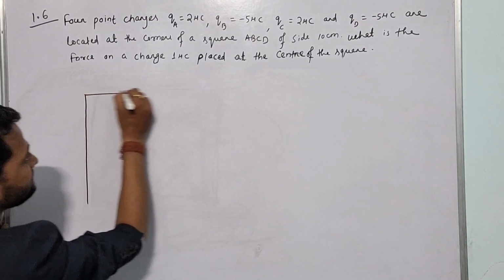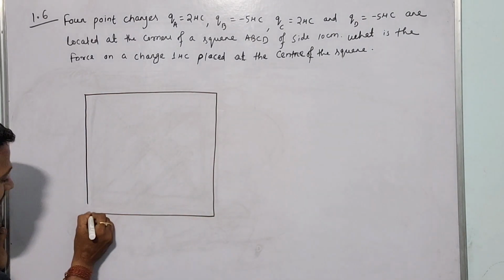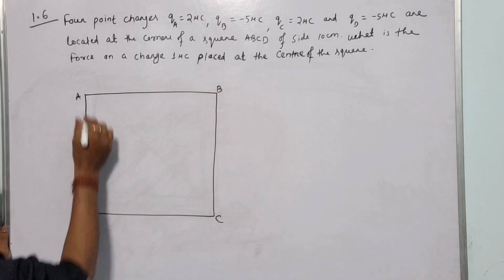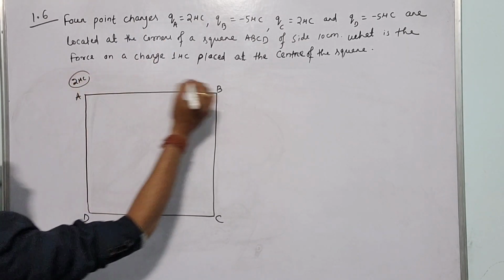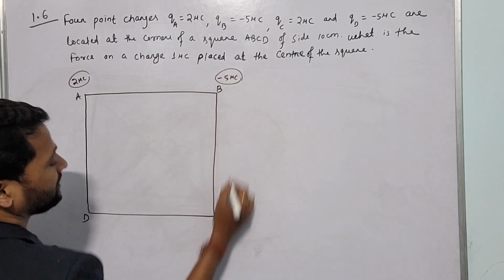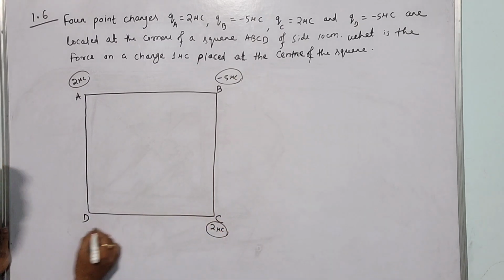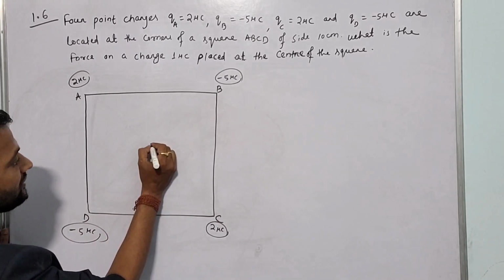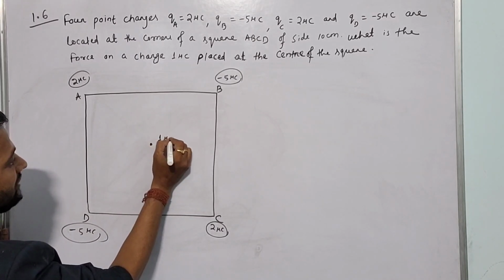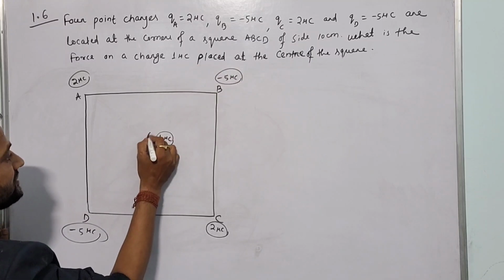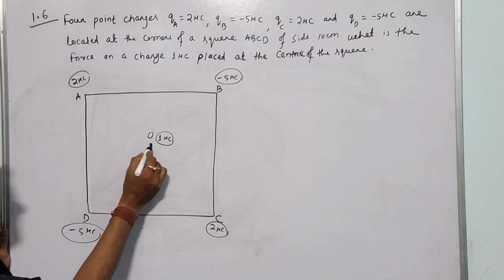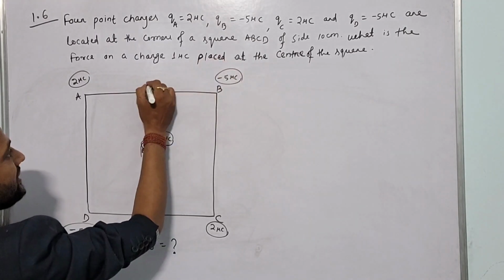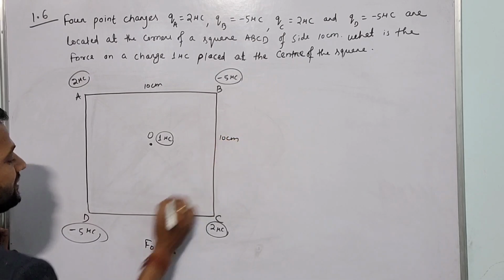Let us draw a diagram. This is a square and the corners are ABCD. The corresponding charges are 2 microcoulomb, minus 5 microcoulomb, 2 microcoulomb and minus 5 microcoulomb. This is the given data, and we'll find the force on a charge of 1 microcoulomb which is placed at the center. Let us name it O. We'll have to find the force on O. And what is the side? The side is 10 cm. This is your given data.